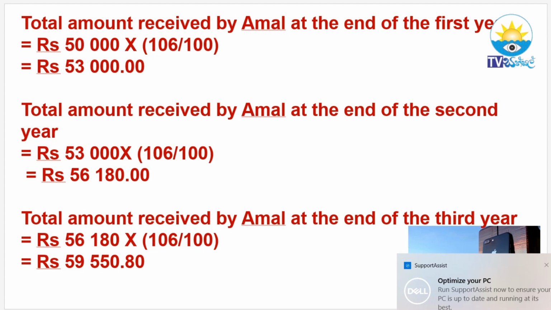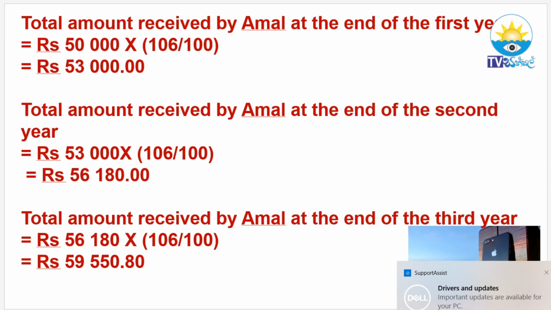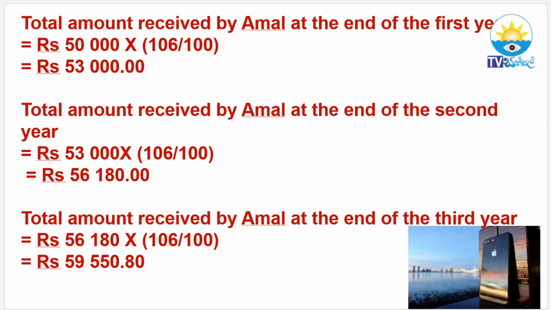Look at the third step. Total amount received by Amal at the end of the third year. Same as the first and second steps, you have to multiply that number by the same fraction, 106 over 100. That's the final answer: 59,550 rupees and 80 cents is the amount at the end of the third year. Amal's amount we have calculated separately by using those three steps.